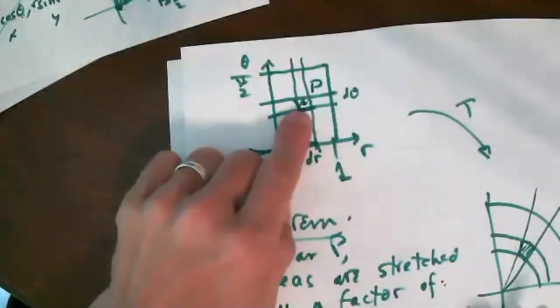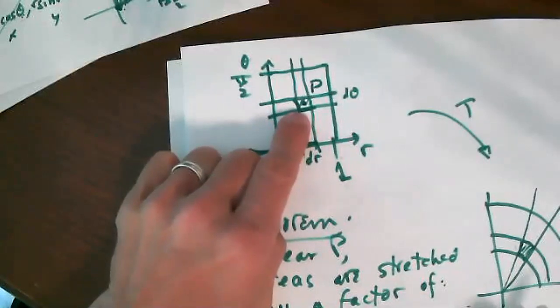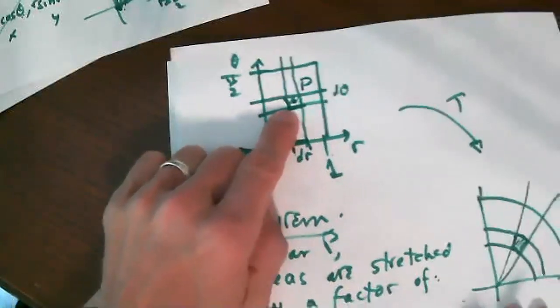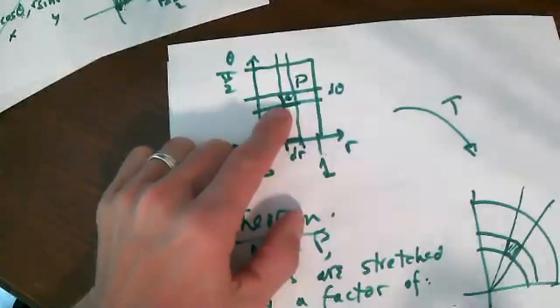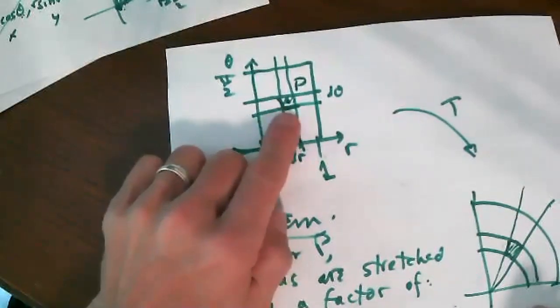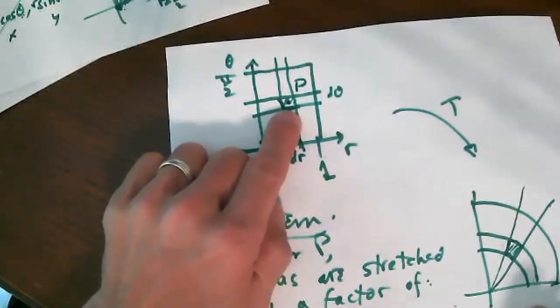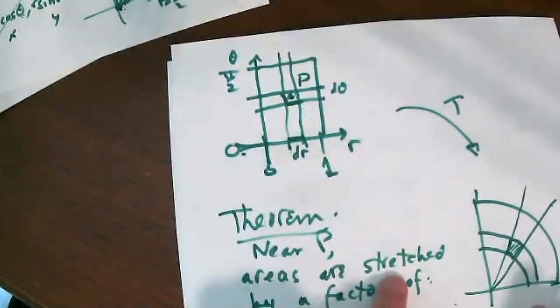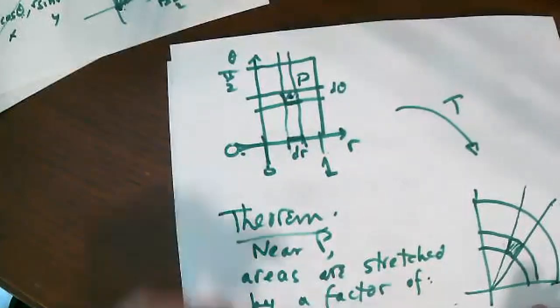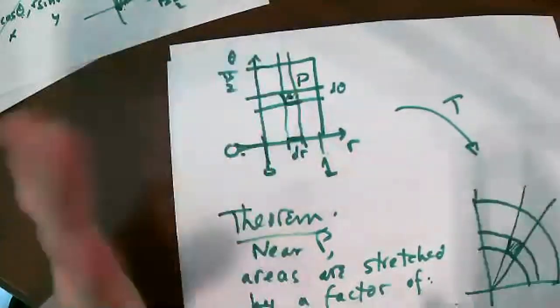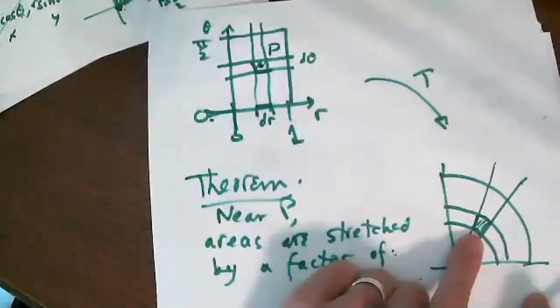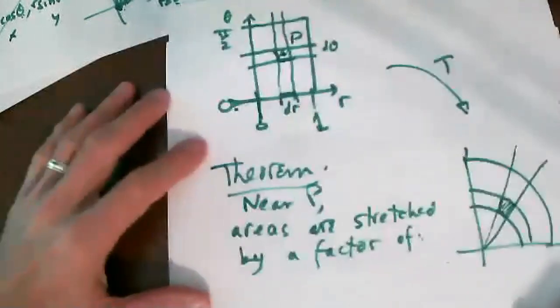In other words, whatever the area is of the little region that you've got around the point P, then approximately speaking, and you get equality in the limit, the area of this little patch will be stretched or shrunk by just multiplying that area by a factor, and that will give you the area of its image under the transformation T. And I know exactly how to compute that factor.